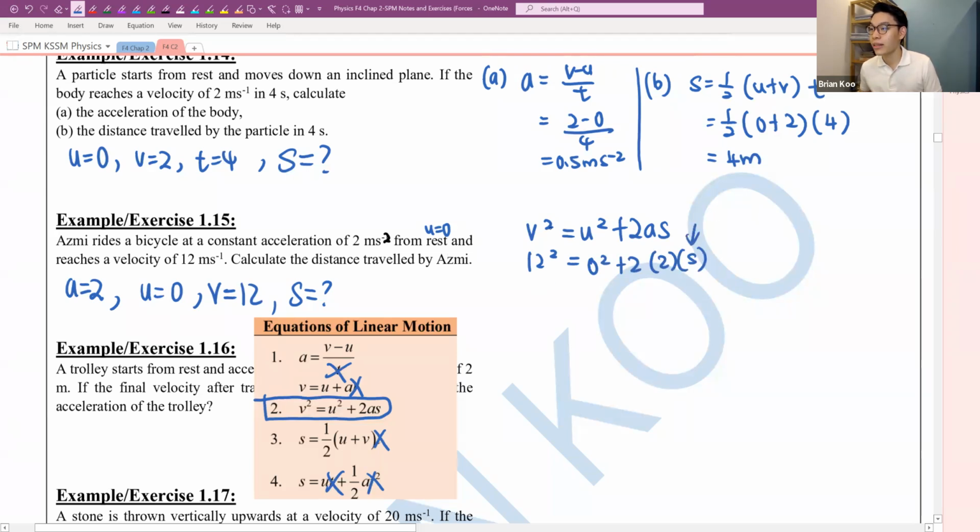This is the S, by the way. I know some students say my S look like a 5. Okay, so I don't write the 0. Okay, so S is equals to 144 divided by 4, 36 meters. Yes, good job, Charisha.